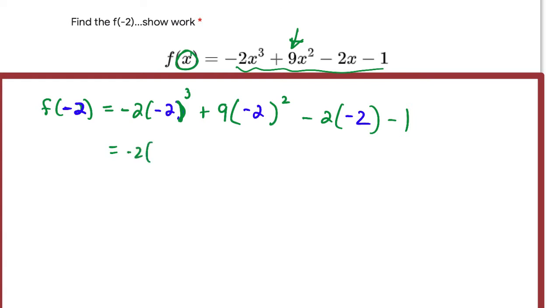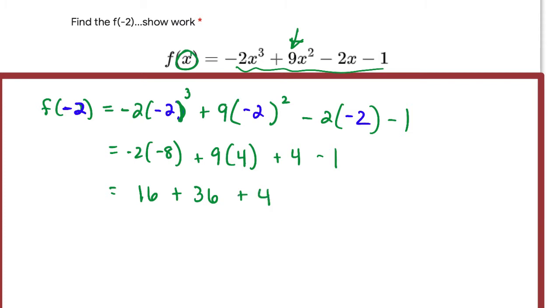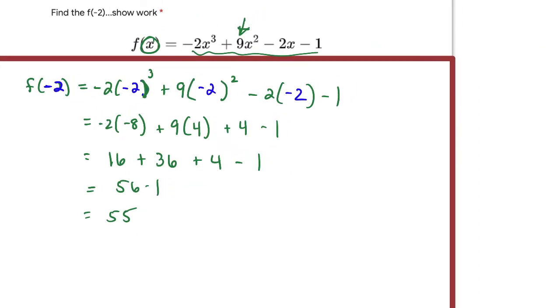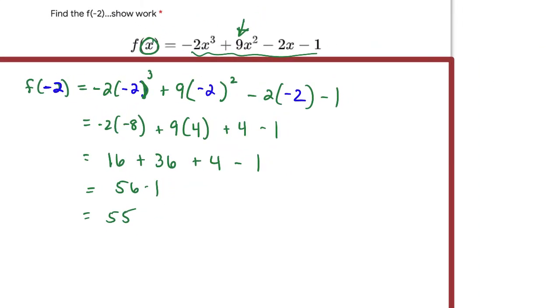So it's -2. -2 cubed is -8. Plus 9, -2 squared is 4, -2 times -2. 16, 36. I think this comes out to 56 minus 1, so you get a 55 for a solution. So you certainly can use that method right there. It is not the method, however, that I would use, and I would say that's relatively inefficient.